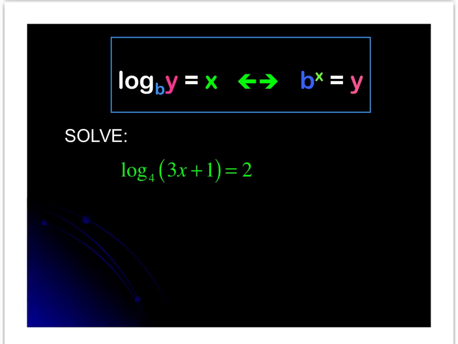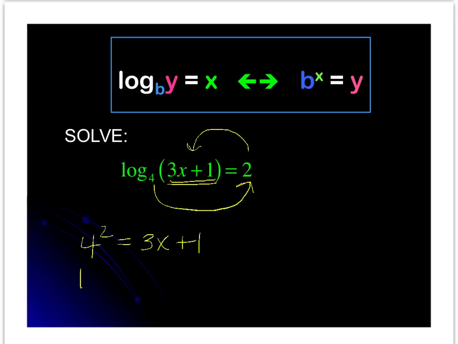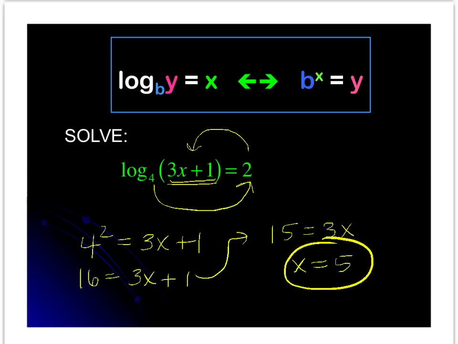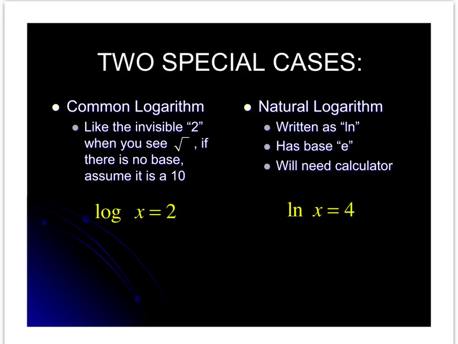These can get a little bit more complicated. In this example here, we're going to use the same exact loop-de-loop. This whole 3x plus 1 is your y. So when you rewrite that, you get 4 squared equals 3x plus 1, which is 16, and then you can solve it just like a normal equation. So if we come up here, you'd get 15 equals 3x, and x equals 5. So you may see different things in this spot, but in general, you're going to use the same exact loop-de-loop every time.